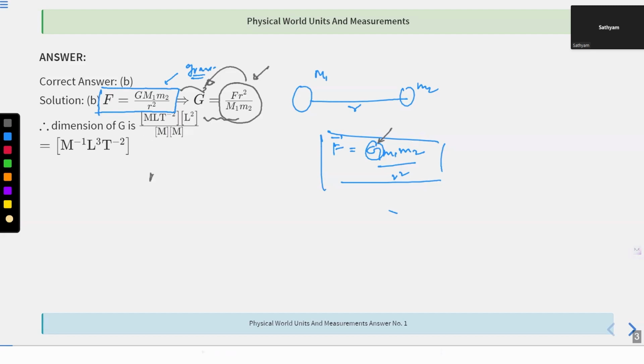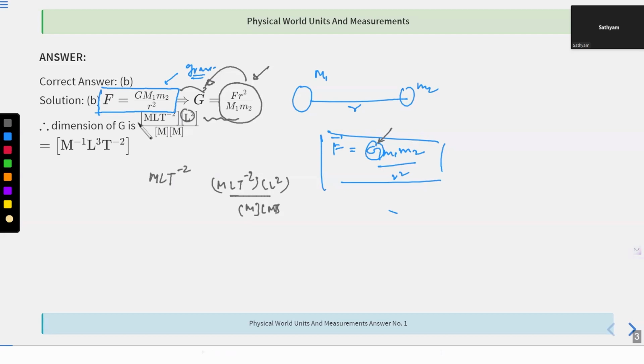So the force dimension, everyone knows, is M L T to the power minus 2, right? Then L square is for r square, as r is nothing but the distance. The most fundamental quantity for distance is length. For mass, you have m1 and m2, right? So this is M L T minus 2. Then you have L square, and this is divided by M and another M, right?